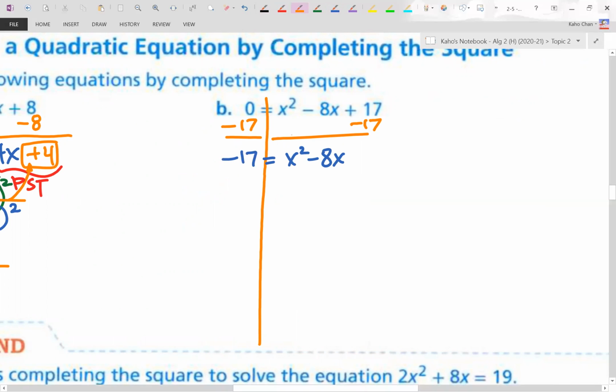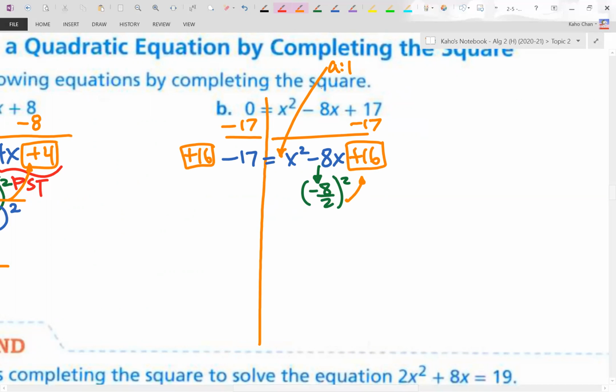Let's check everything, okay? Is a 1? Yep, a is 1. Great. Half of negative 8, squared, is next. Half of negative 8 is negative 4. Negative 4 squared is positive 16. Oh no, I just unbalanced the equation. I'm going to add 16 to both sides to balance it out, right?